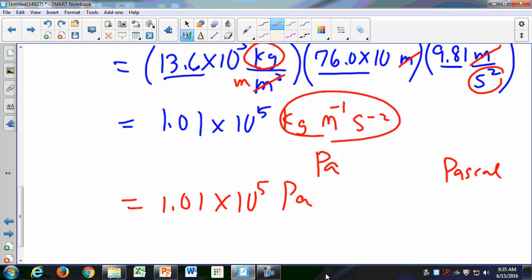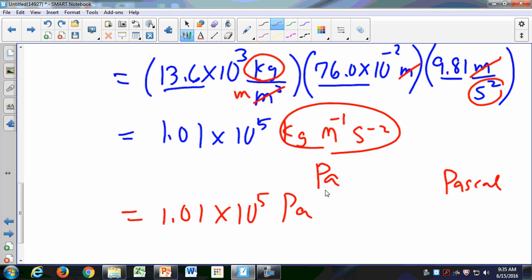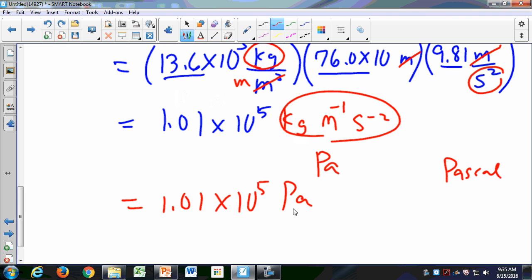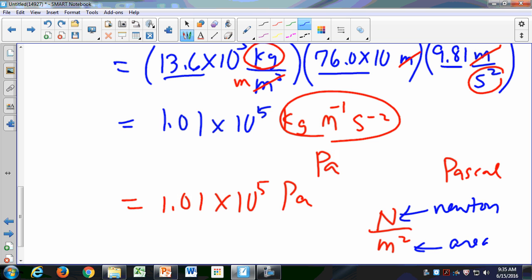Now, you should be able to show that this is equivalent to a Newton per square meter. A Newton, if you recall, is a unit of force, and per square meter is a unit of area, right? And a Pascal is also a Newton per square meter. If you break this down into its base units, you'll find both of these are equal to kilogram per meter per second squared.